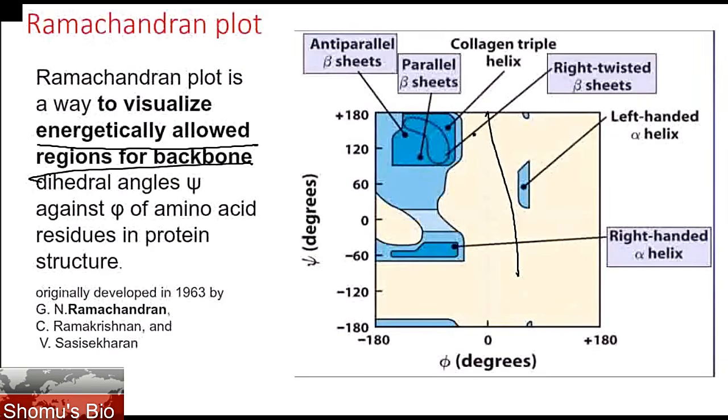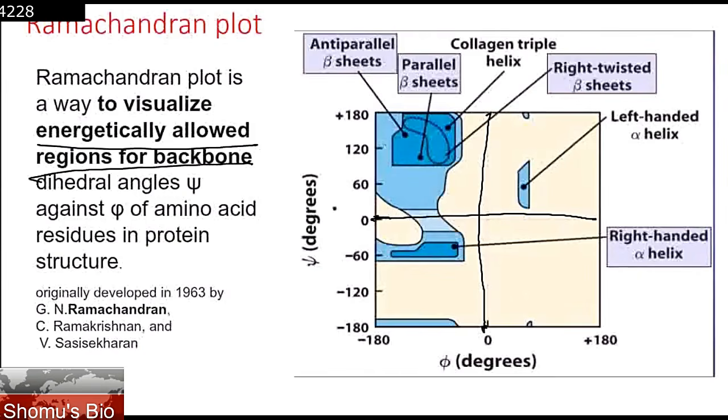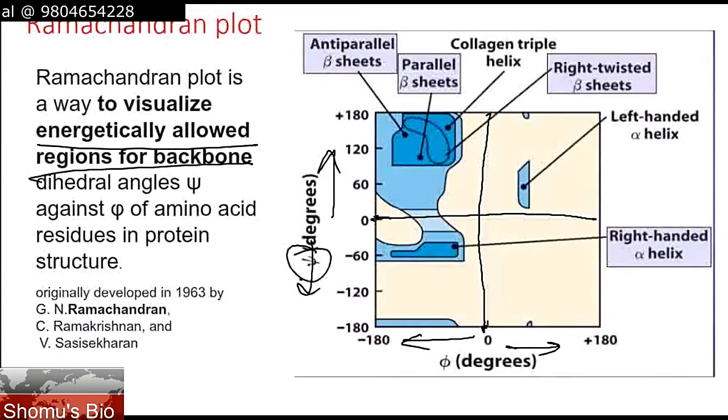Sorry, let me erase this one. So it's just like a quadrant formation from the middle, like this. So 0 in the center on both sides. This side is towards positive, negative, same thing, positive 180, negative 180, because the rotation is possible a maximum of 180 degrees around the phi and psi angles, right? So in the y axis we have psi, and in the x axis we have phi.